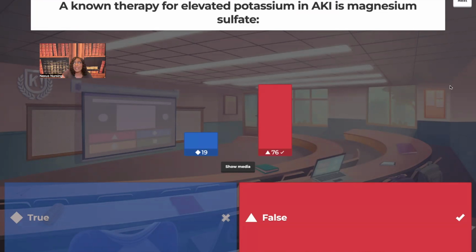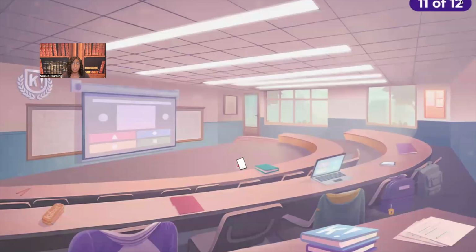So this patient's potassium level is elevated. They're having cardiac dysrhythmias. The ECG is looking crazy. We're going to go ahead and give them calcium gluconate. Calcium gluconate increases that threshold for cardiac excitability. So calcium gluconate, regular insulin IV, bicarb, these are known treatments for hyperkalemia in the patient that has AKI. Yes, you need to know this. I'm telling you, you're going to see it some way, somehow.